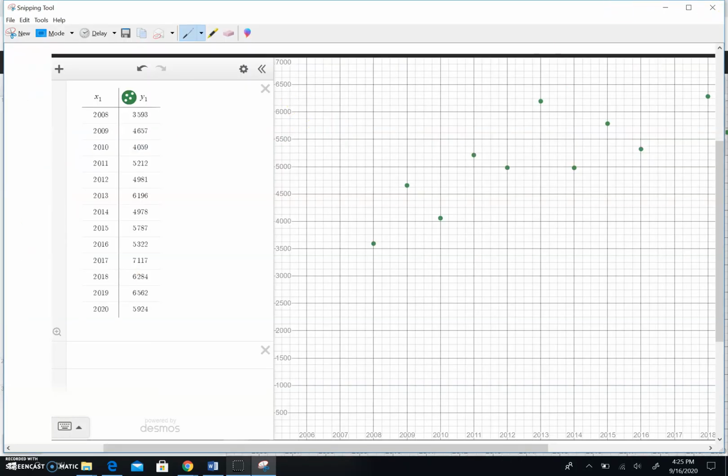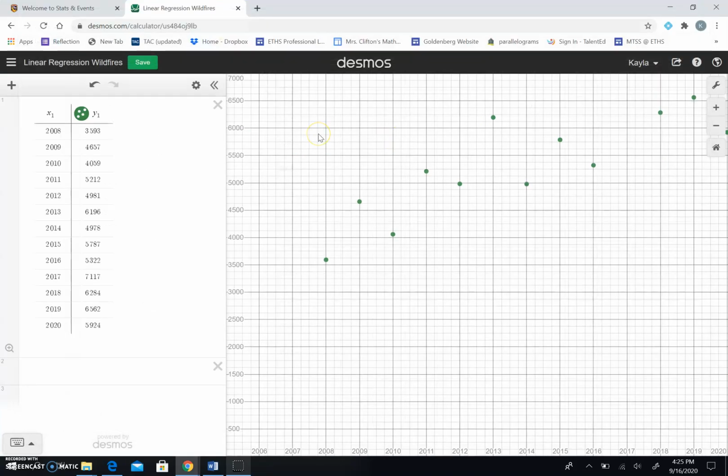So the next thing we want to do, I'm going to X that out, is we want to create our line of best fit. Okay, so our line of best fit, we're going to type an equation. It's going to be y. And then the next thing we're going to type is a squiggle. It's next to the 1.